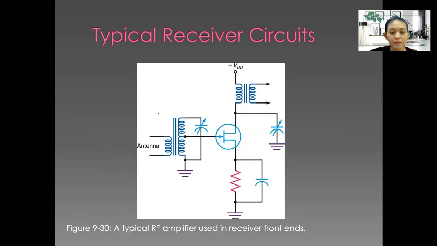Okay, this is the RF amplifier used in the receiver front end. We can see here the antenna, where the information is received, and first we amplify it with the transformer. Then we go to an LC tuned circuit connected to our FET, and here is also the RC filter. Okay, this is our RF amplifier used in the receiver.